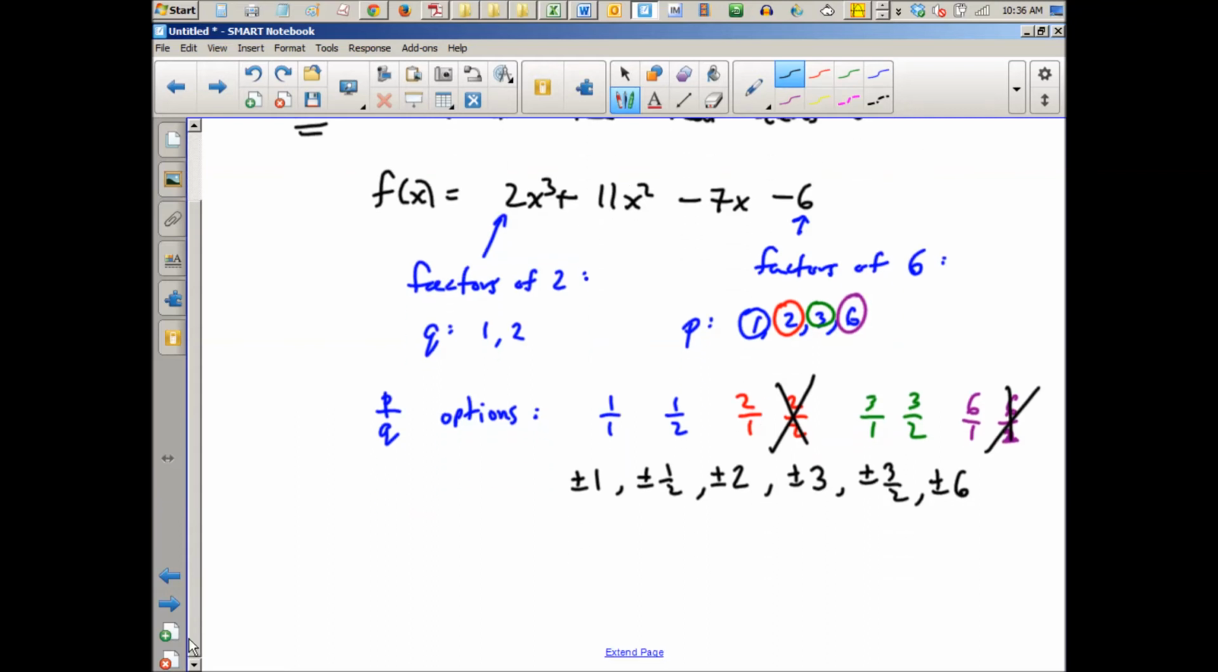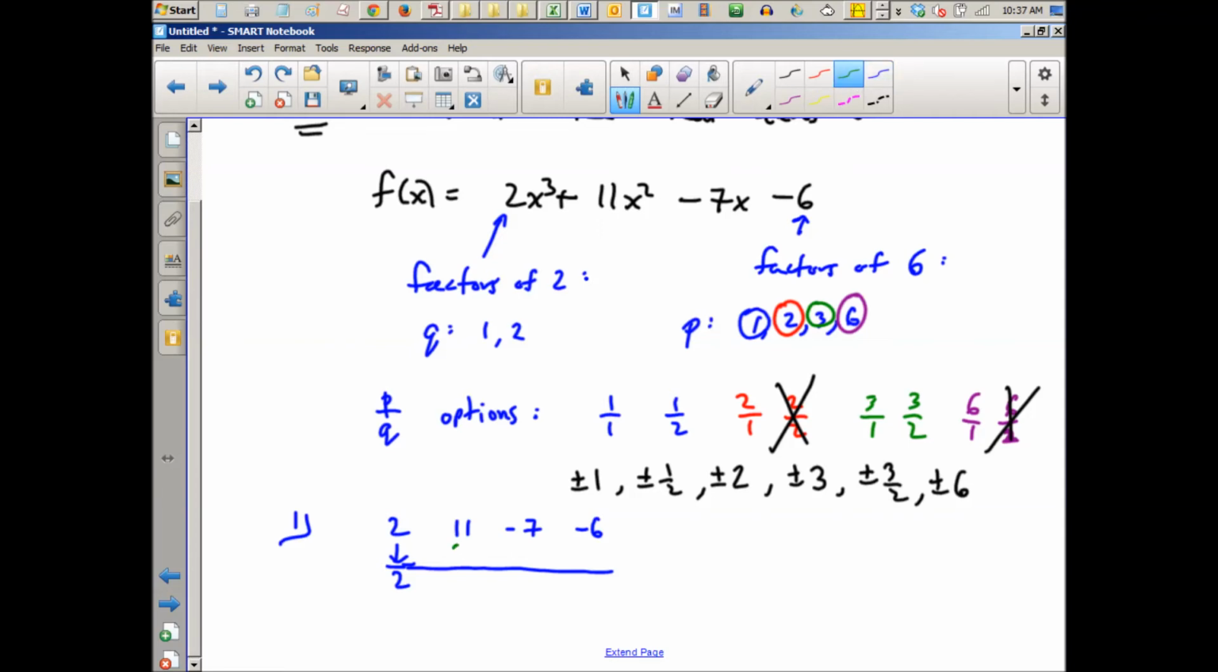So I'm going to jump right in and do synthetic division. I put a 1 in the box and write 2, 11, negative 7, and negative 6. Notice I'm not missing anything here. I've got a cubic, a quadratic, a linear, and a constant. So we're good. We'll start off just by bringing the 2 down. Okay, let's begin our synthetic division work.